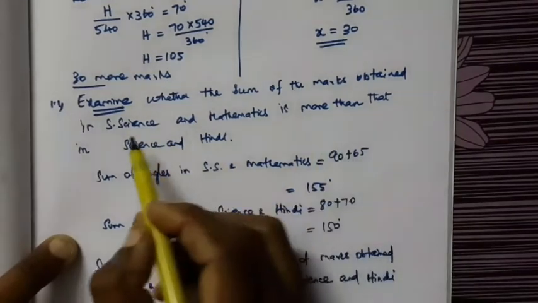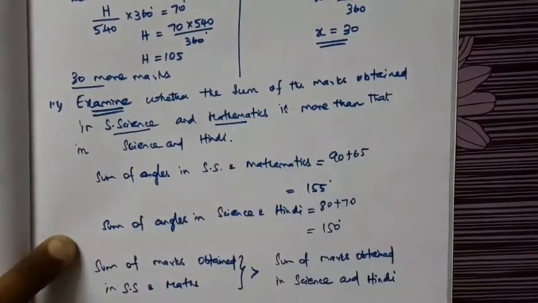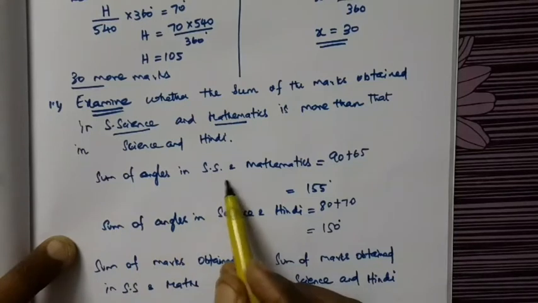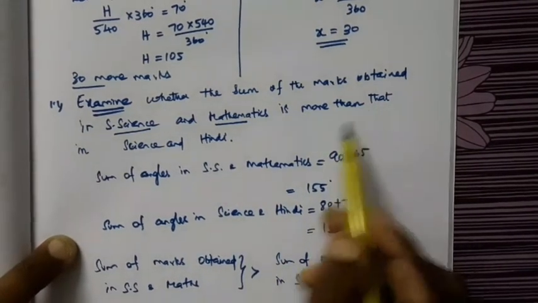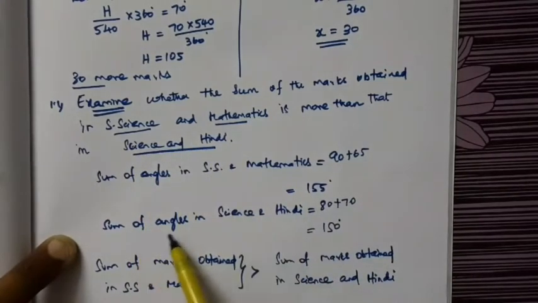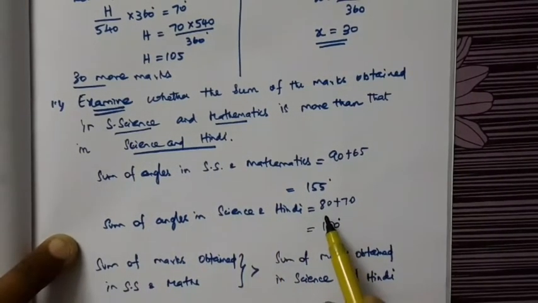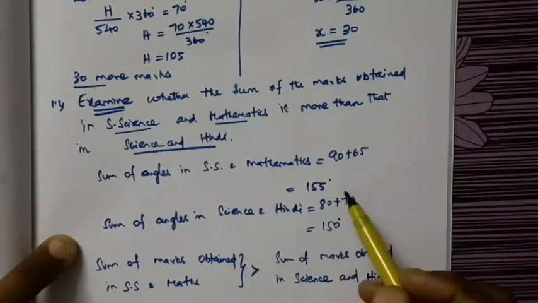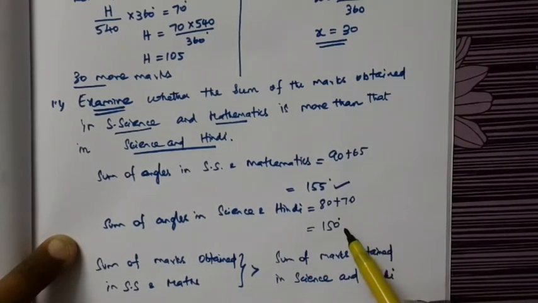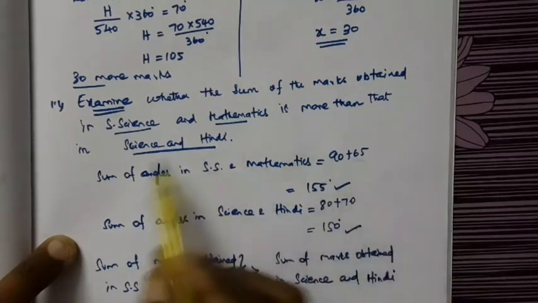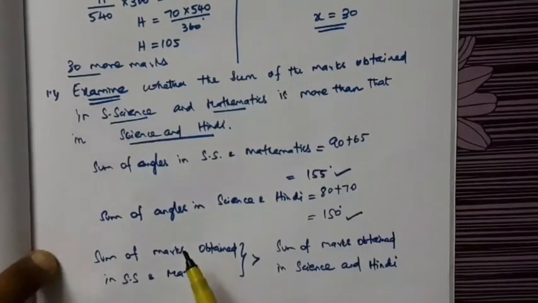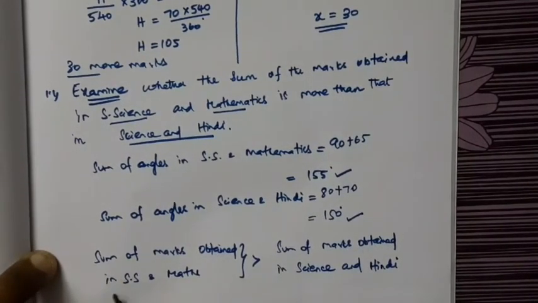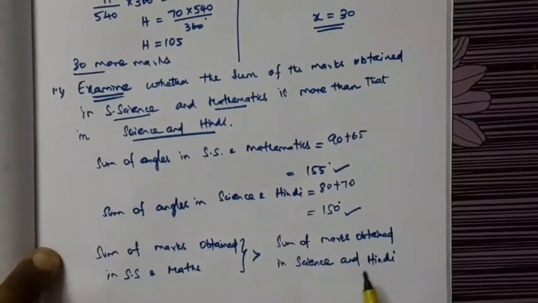So we are adding social science and maths together. The sum of angles in social science and maths is 90 plus 65, which is 155. Next is science and Hindi. The sum of angles in science and Hindi is 80 plus 70, which is 150. So this is 155 and this is 150. This is more, and if the angle is more, the corresponding mark will also be more. Okay. The sum of marks obtained in social science and maths is more when compared to the sum of marks obtained in science and Hindi.